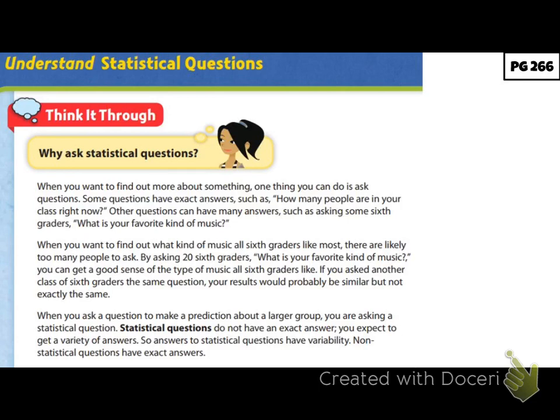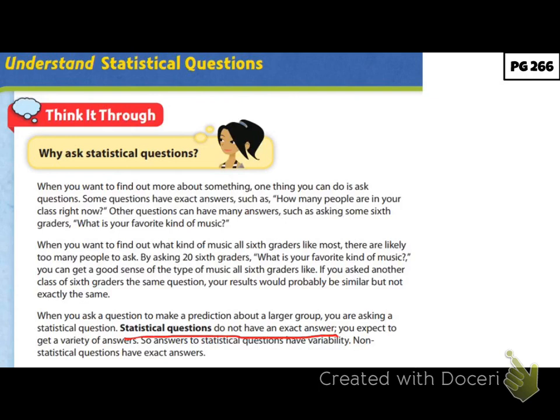When you want to find out what kind of music all sixth graders like most, there are likely too many people to ask. By asking 20 sixth graders, what is your favorite kind of music, you can get a good sense of the type of music all sixth graders like. If you ask another class of sixth graders the same question, your results would probably be similar, but not exactly the same. When you ask a question to make a prediction about a larger group, you are asking a statistical question. A statistical question does not have an exact answer. So, statistical questions do not have an exact answer. We expect to get a variety of answers.